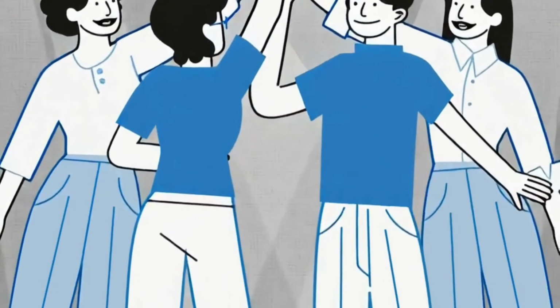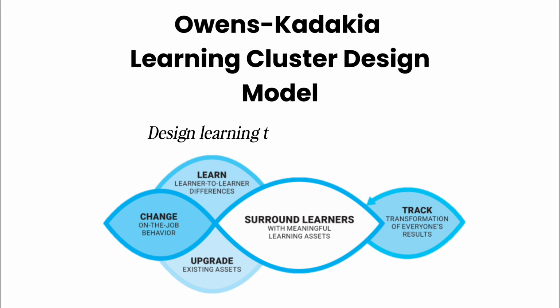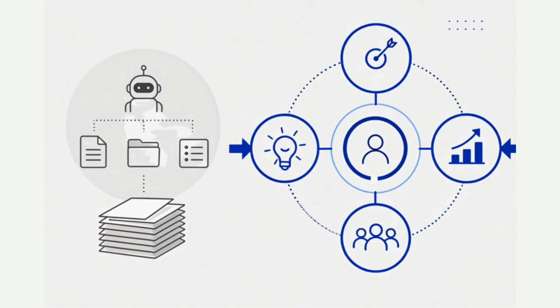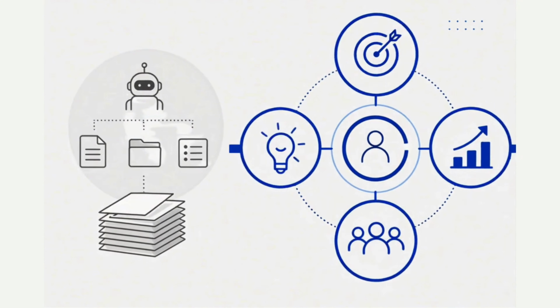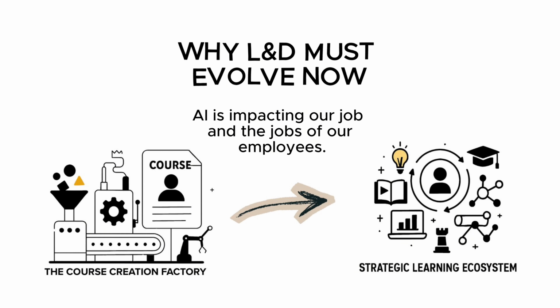Talent development teams are facing a major challenge. The learning cluster design model offers a new way to design learning that actually drives on the job change. In an AI accelerated world, the traditional work of learning and development, creating and organizing content, is becoming easier to automate. But the strategic work of aligning learning to real business outcomes is more valuable than ever. To stay relevant, our field must evolve our skills from single content and program creation to learning strategy.